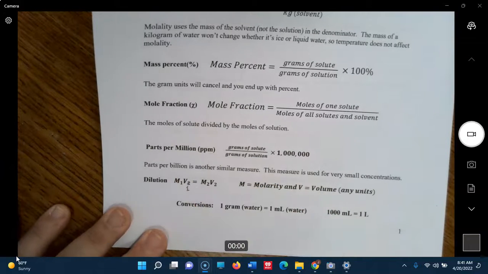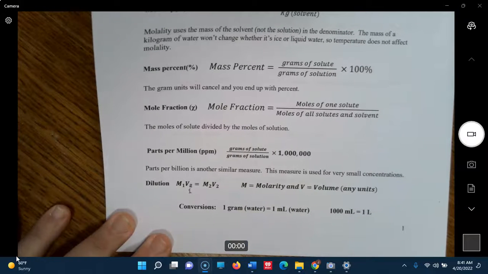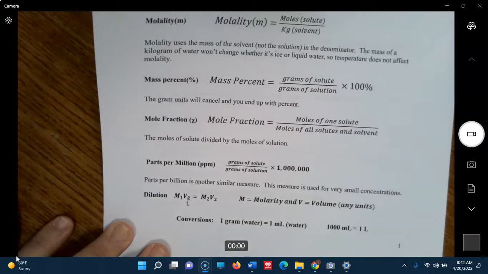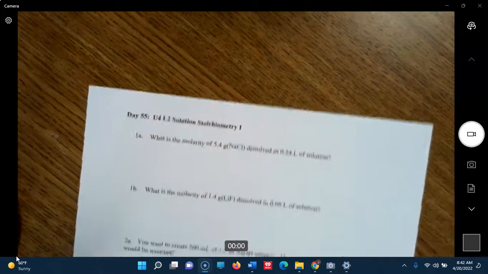So it should be M1, V1. And in later lessons, it's been changed, okay? So M1, V1 equals M2, V2. And just make that correction. Okay, so let's go ahead. We're going to do the A problems together here.